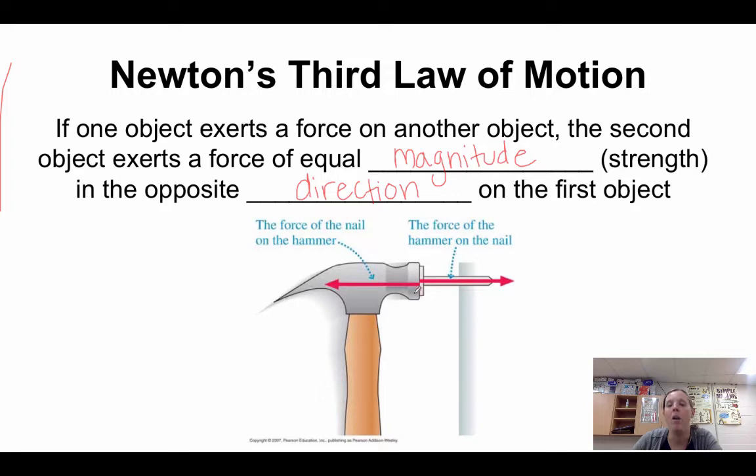So for example, when this hammer hits the nail, this arrow here could represent the force of the hammer on the nail. Let's say it's 100 newtons in the positive direction. So if the hammer exerts a force of 100 newtons on the nail, then according to Newton's third law, the nail also exerts a force of 100 newtons on the hammer. However, it's in the opposite direction. So equal in magnitude, but opposite in direction.